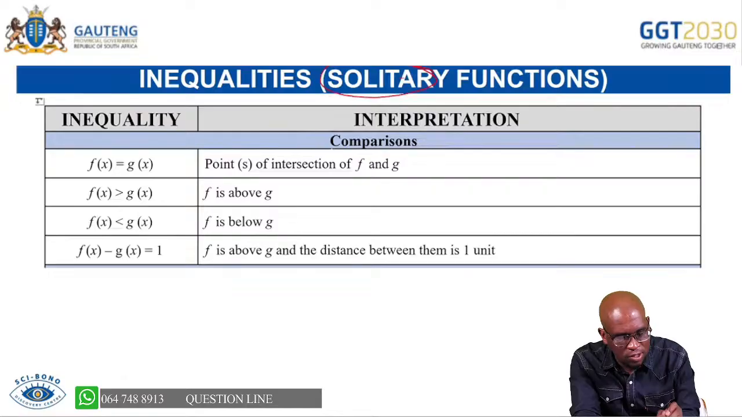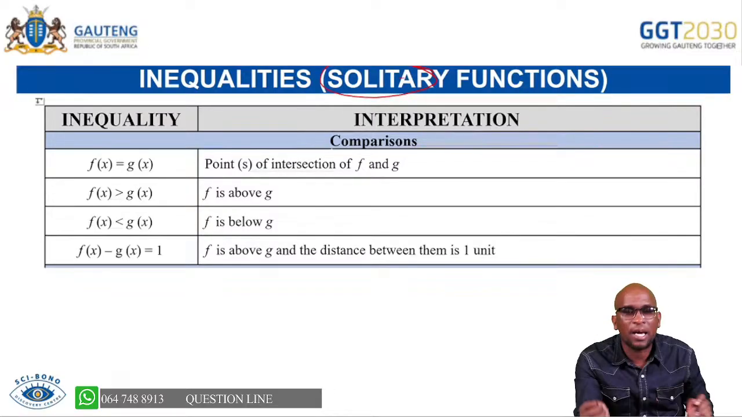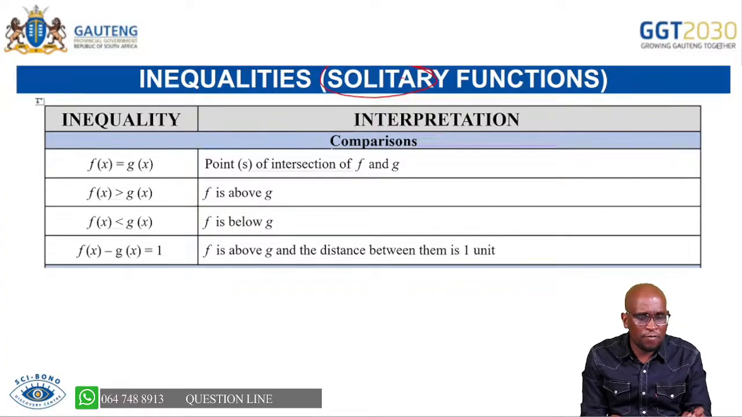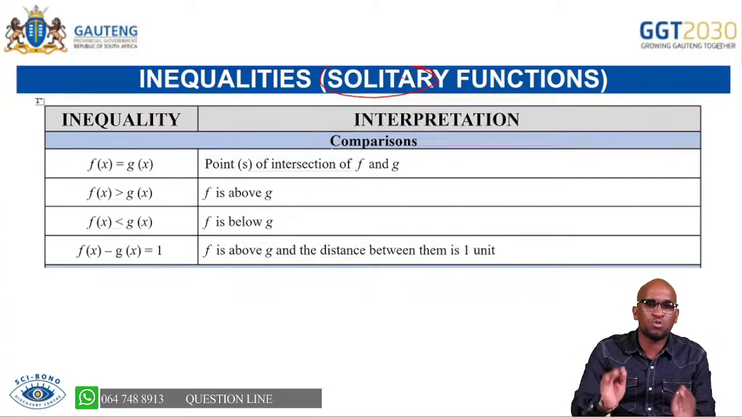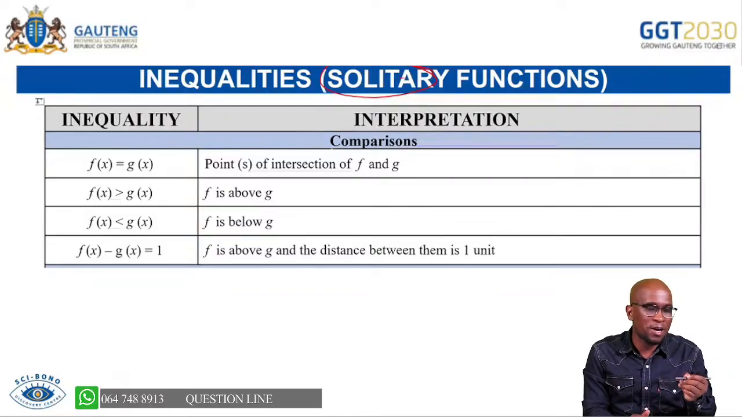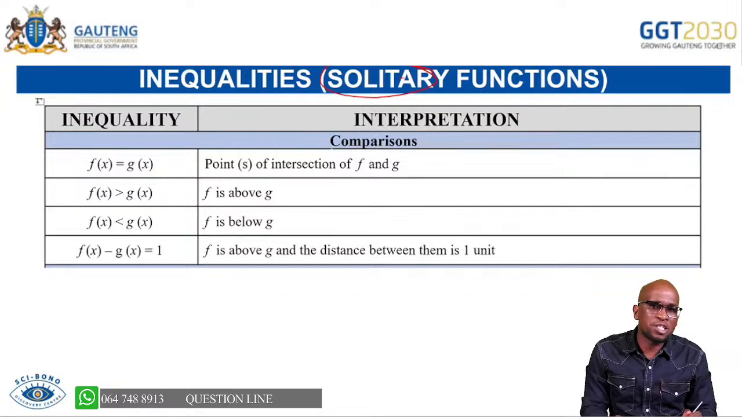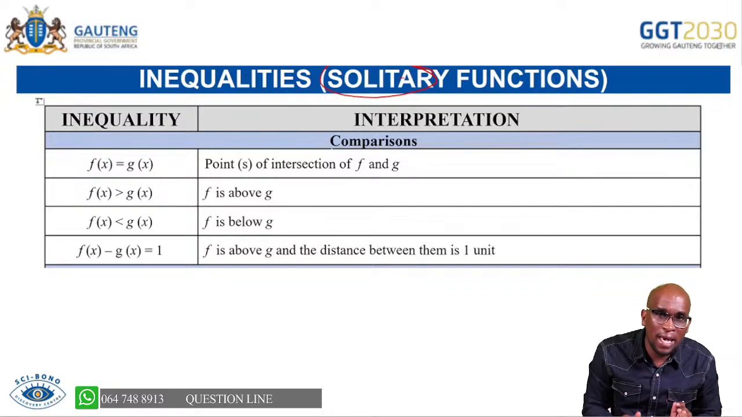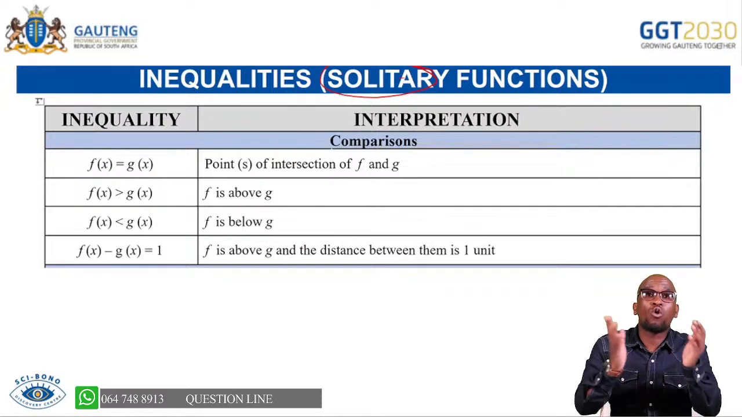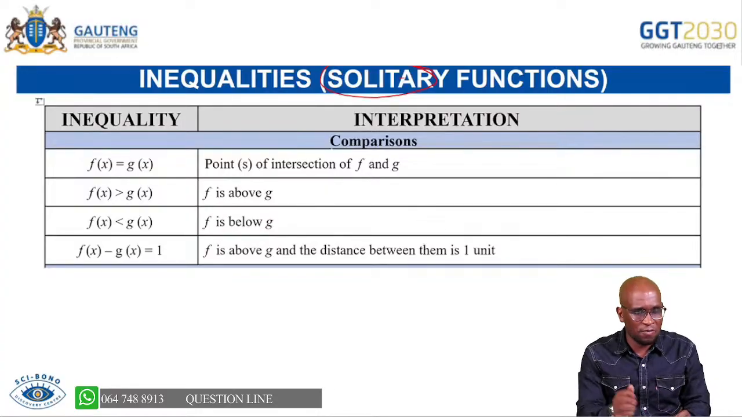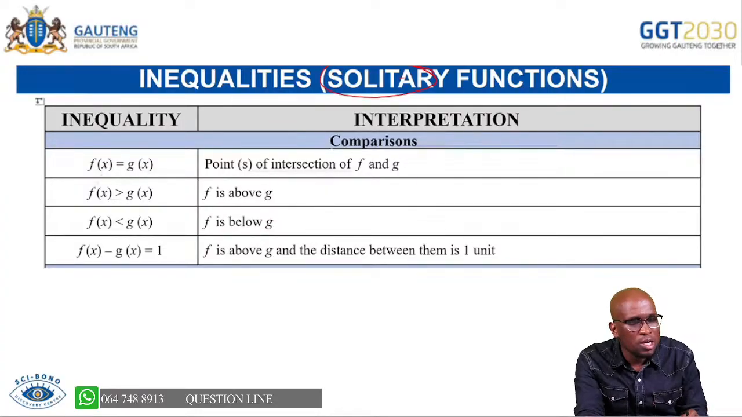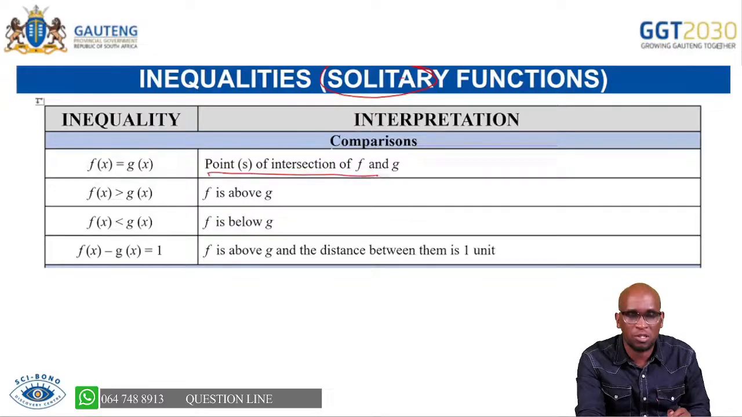So here it's not the solitary functions, it is the comparisons. There's a typing error there. It's comparison. If you look at comparisons now, you are comparing two functions. You are no longer working with one function. If you check here on solitary functions, we were just working with one function. It was f only, but now g comes to visit. Now when g visits, we can either compare both f and g, or we can combine them. Let's look at the comparison first. When f is equal to g, that is the point of intersection, f of x equals g of x.